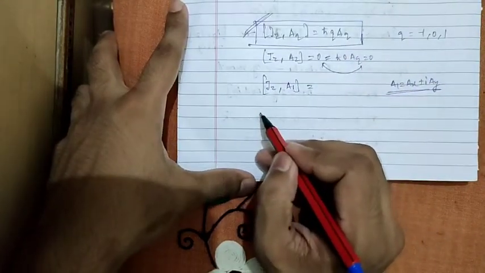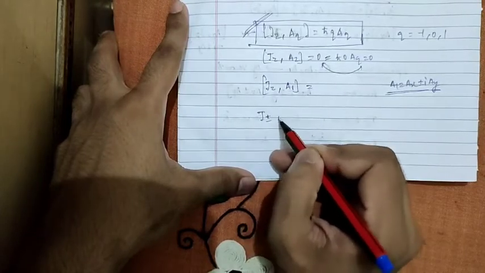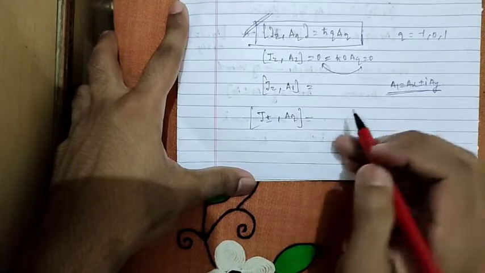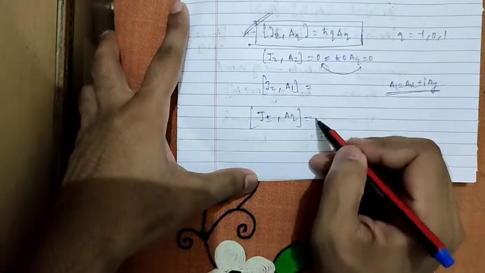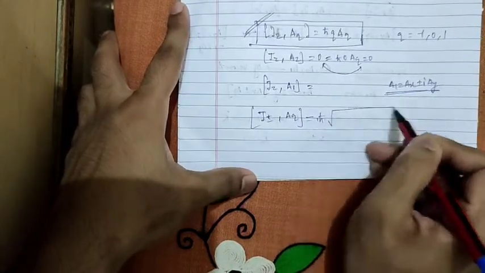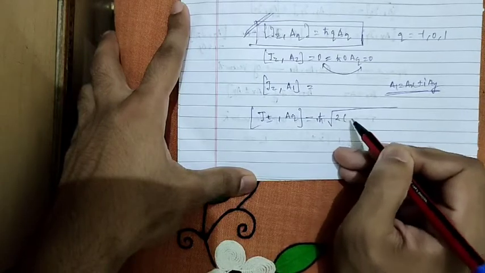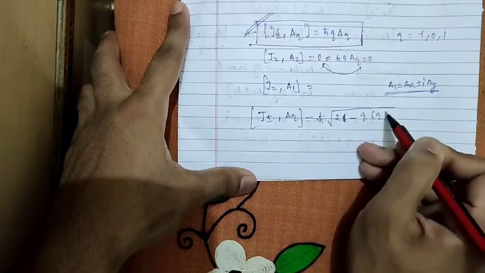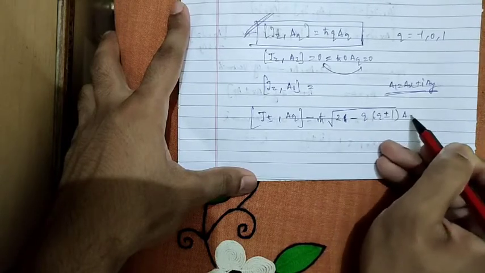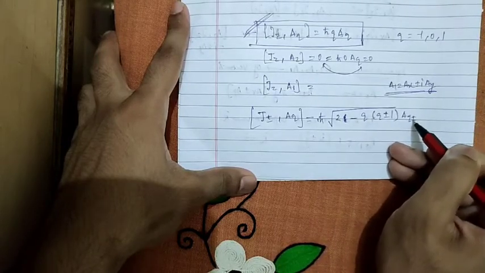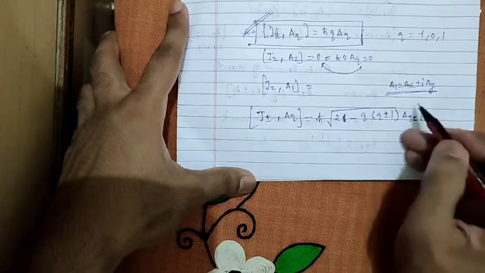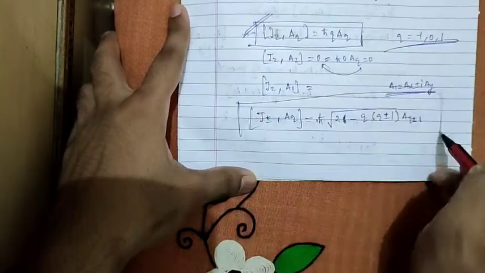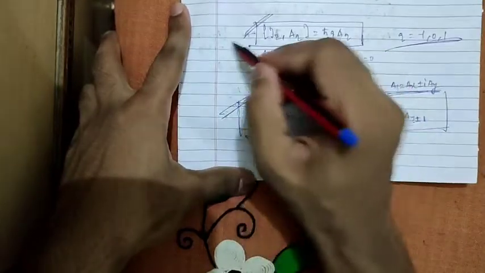Now let's move on to the other commutation relation, J plus minus with Aq. The commutation relation for this, which we use extensively in the upcoming lectures, is h cut times the square root of 2 minus q, q plus minus 1, times A q plus minus 1, with J plus minus as raising and lowering operators, where q is again from minus 1, 0 and 1. Okay, these commutation relations are very important. Thank you.